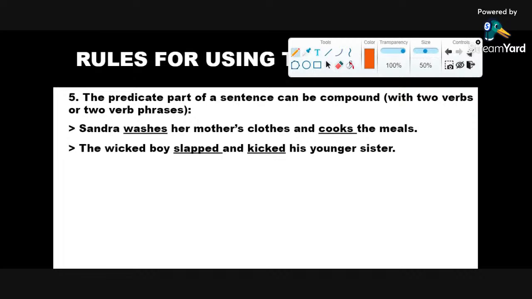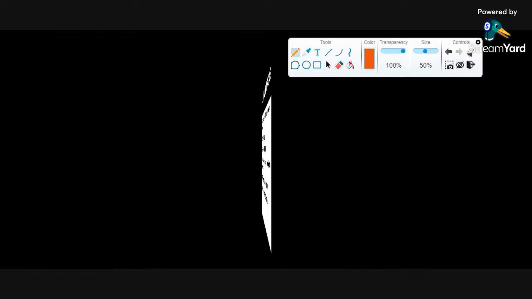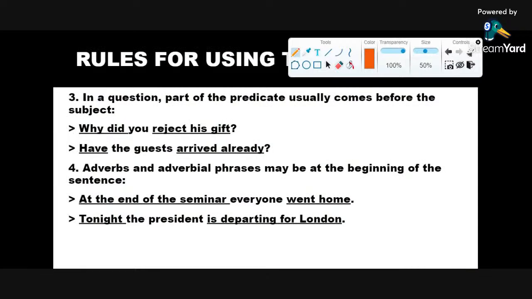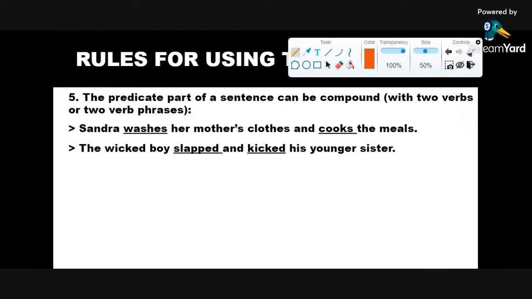And then we look at another rule. We have looked at rules number 1 to 4. Now, this is the last rule for using the predicate, and that is that the predicate part of a sentence can be compound. That means with two verbs or two verb phrases.